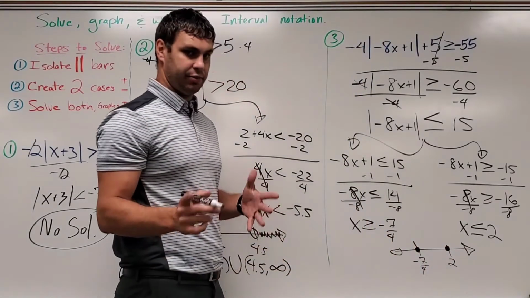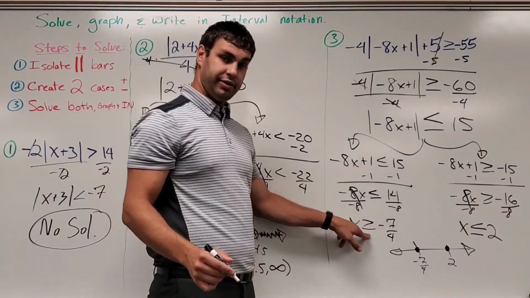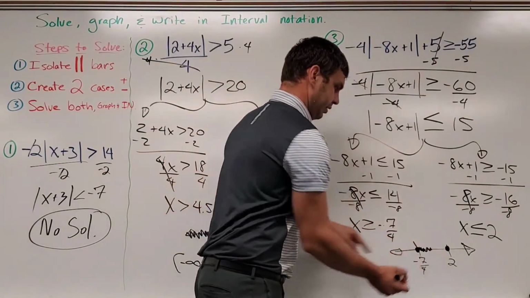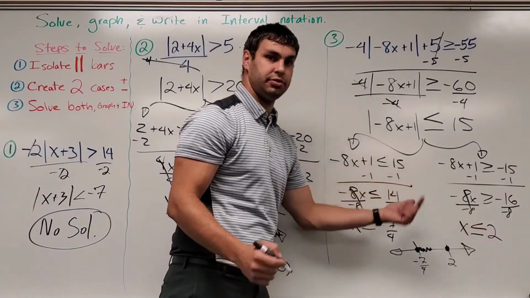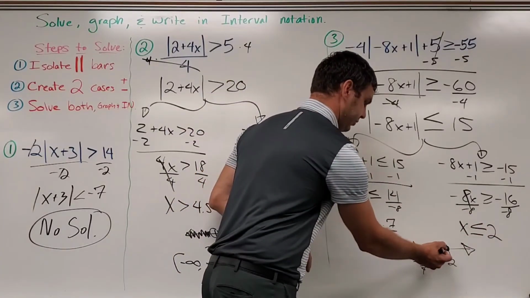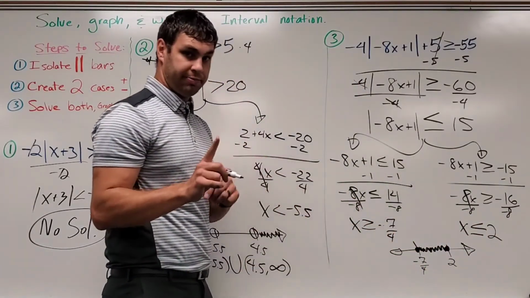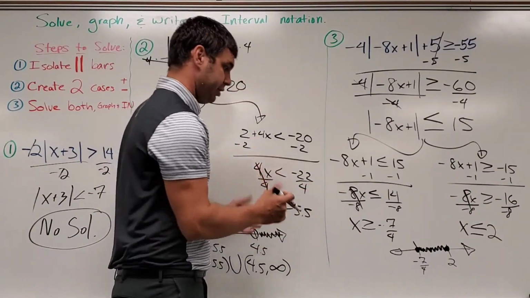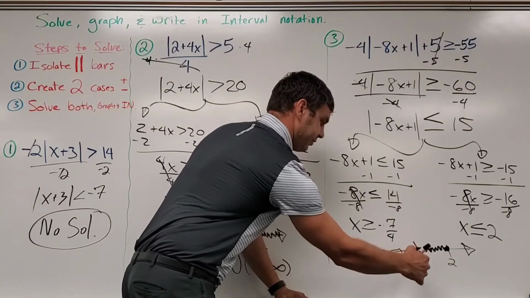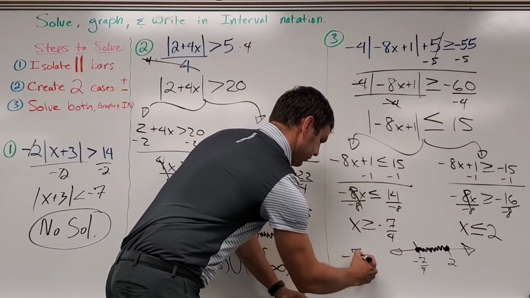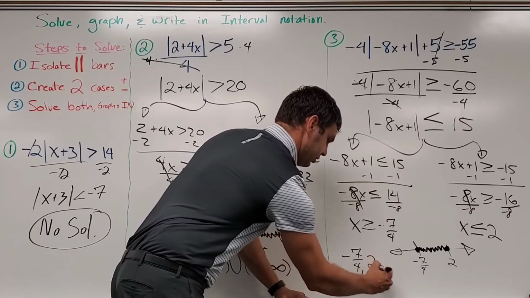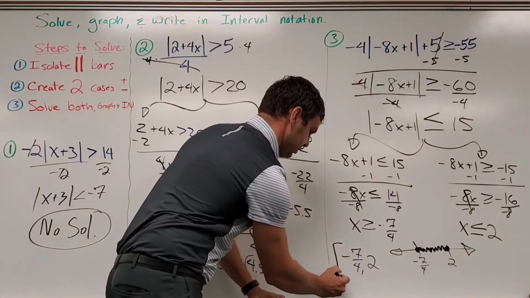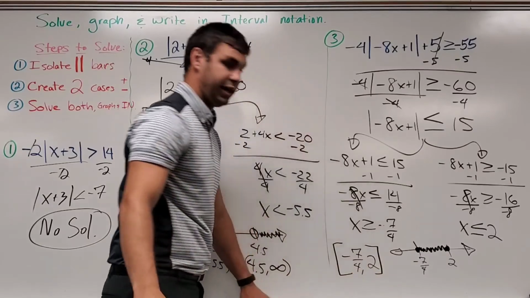Closed dots, and then just take it one at a time. X is greater than or equal to negative 7/4, so we're shading to the right. And x is less than or equal to 2, so we're shading back to the left. Now this only has one piece of shading, so our interval notation is just going to have one part to it, from negative 7/4 to 2. Both of them are closed dots, so they both get brackets. Both of those will have brackets around them.